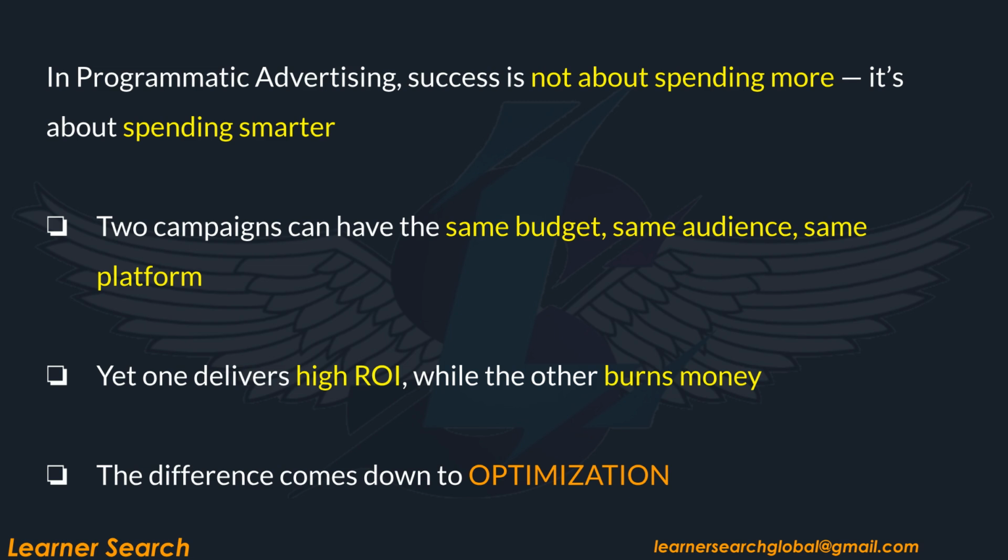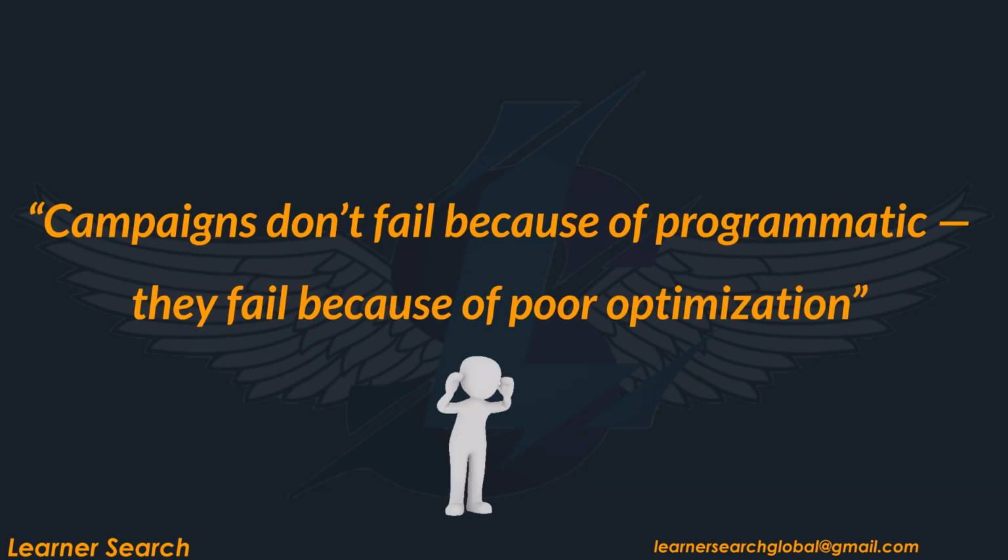In programmatic advertising, success is not about spending more. It's about spending smarter. 2 campaigns can have the same budget, same audience, same platform, yet one delivers high ROI, while the other burns money. The difference comes down to optimization. Campaigns don't fail because of programmatic. They fail because of poor optimization.